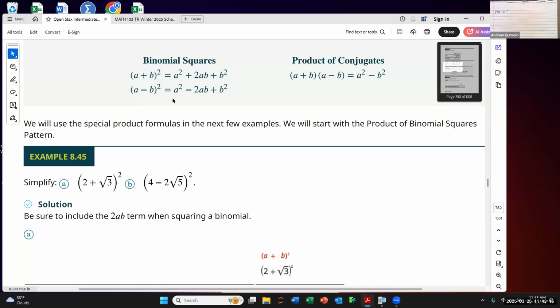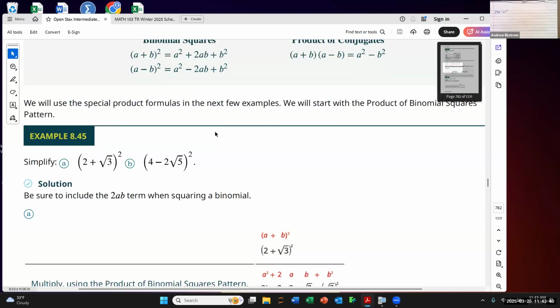So if we look at these two, we have something plus something, and then that whole quantity is squared. So something plus something else, that whole quantity squared. If we recognize that A is 2 and B is the square root of 3, we can plug it into our formula here, get our answer. Here, A minus B, and that whole quantity squared. There we go.